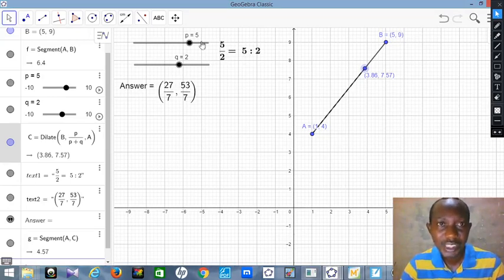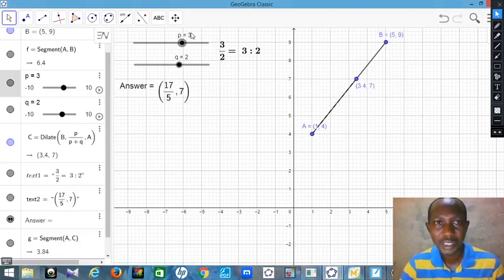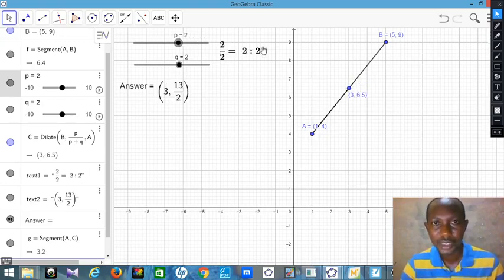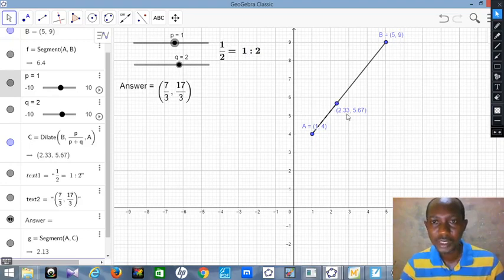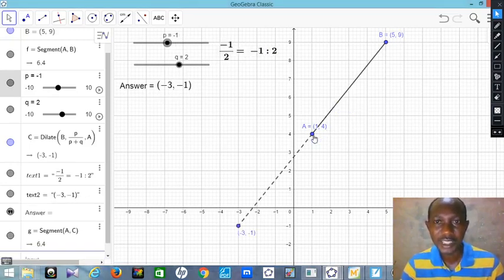But if this ratio is negative, let me show you what I mean. Let's say P is negative. Just watch the point as I'm moving this slider closer to 0. See, 3, 2, it's going now to 2 to 2. This is the midpoint. 2 to 2 is also 1 ratio 1. So this is 1. When I go to 0, you see, it's on the same point. When I go to negative, you can see this is external division.